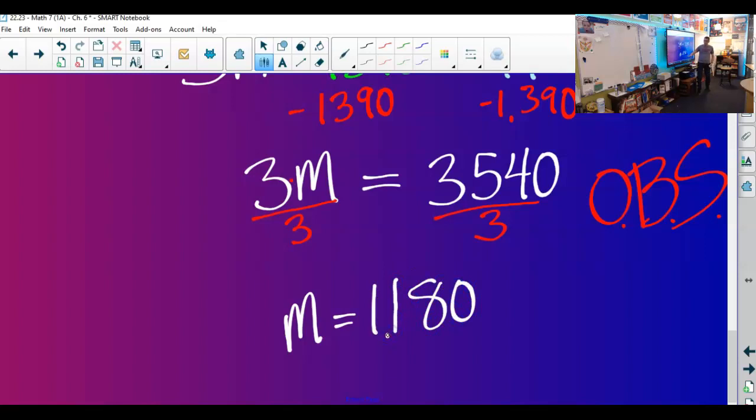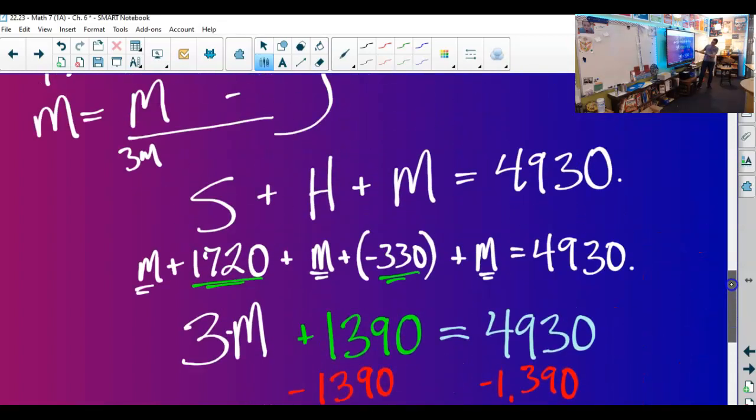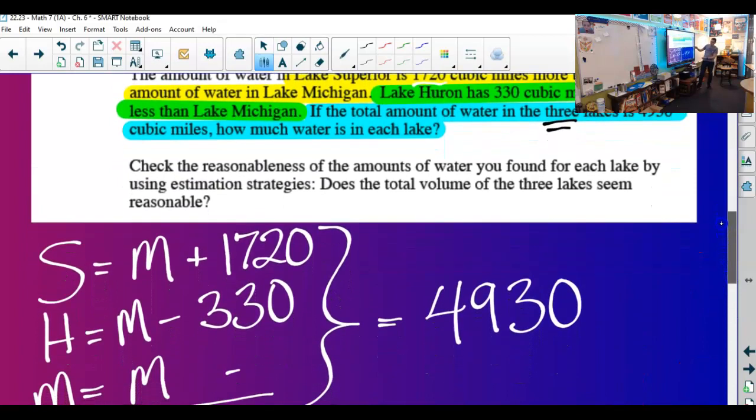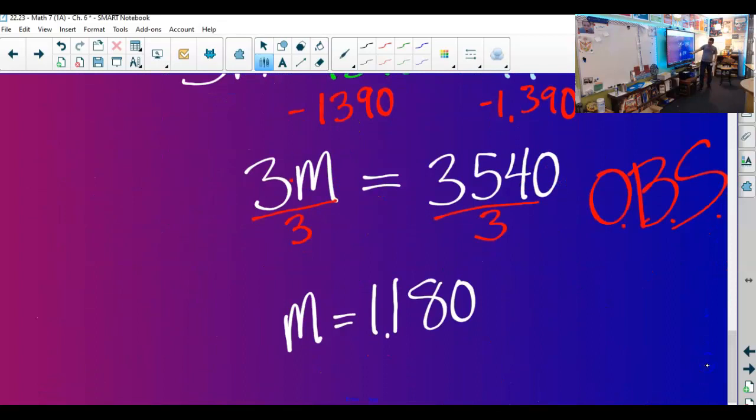1,180. What were we measuring in? Oh, cubic miles. Guys, imagine a mile that way, a mile that way, and a mile tall. Now imagine 1,000 of those. That's Lake Michigan. That's an ocean.